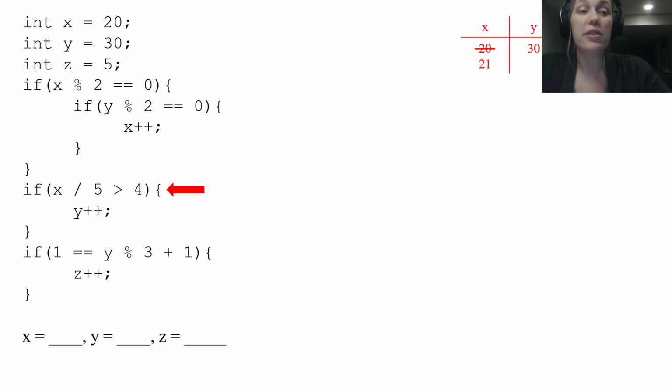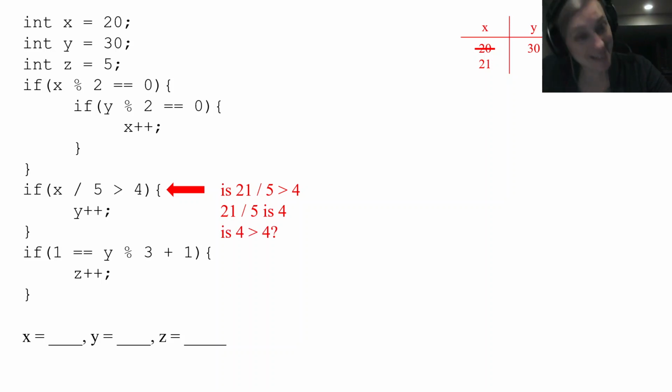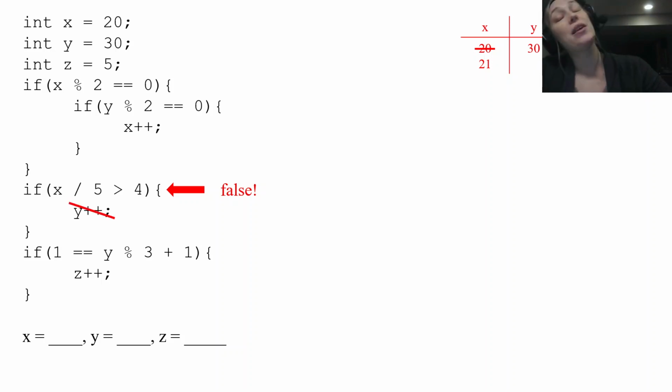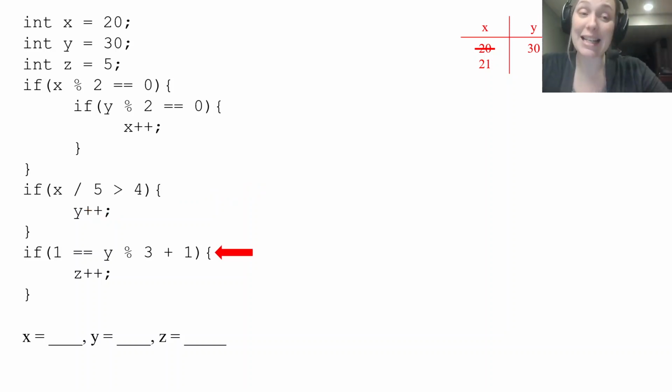Okay? This next if statement, if x divided by 5 greater than or equal to 4. 21 divided by 5. 21 is an int, 5 is an int, so we do integer division. 21 divided by 5 is 4. Integer division, it's 4. So is 4 greater than 4? Hopefully you're saying no, it's false. 4 is not greater than 4. Okay? So because of that, that statement gets skipped. We skip that and we move on to the next if statement.